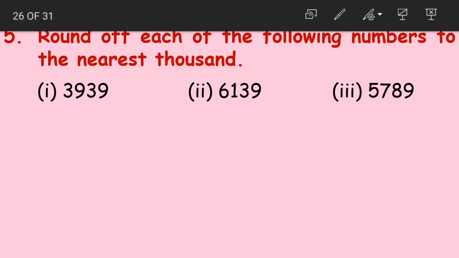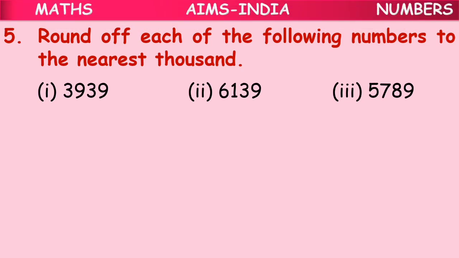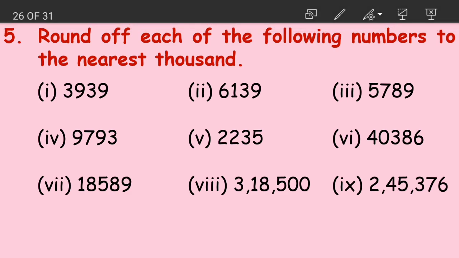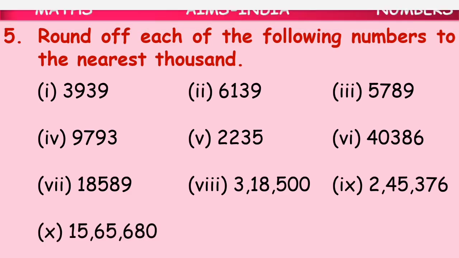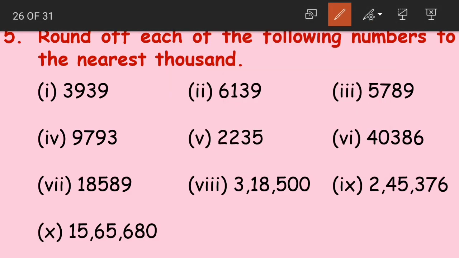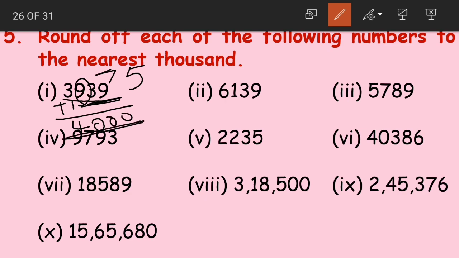Now let us come to the first question. Question number 1, 3939. Now when we look at this, what is the first step? Look at the digit in hundreds place. It is greater than 5. So add 1 to the digit in thousands place. 3 plus 1 becomes 4. Now replace these 3 digits with zeros. So 3939 becomes 4000.